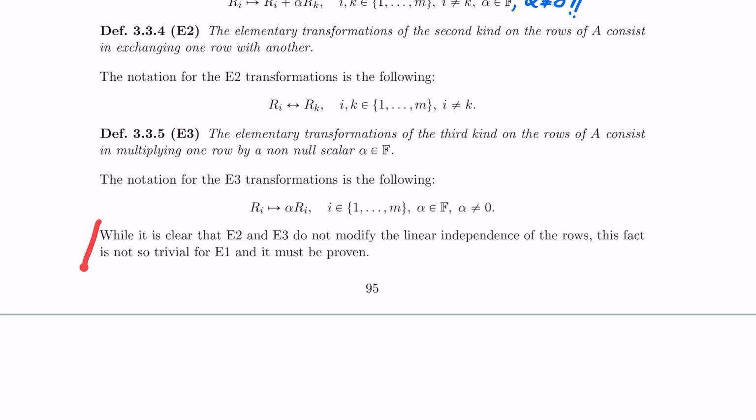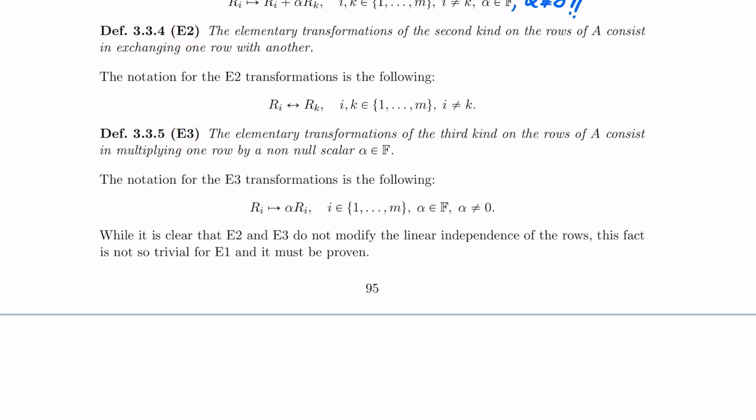Now recall that the rank of a matrix is exactly the number of linearly independent rows, which agrees with the number of linearly independent columns. So exchanging two rows or multiplying one row by a non-null coefficient doesn't change the relation of linear independence. So the rank of a matrix is totally unaffected by the transformations E2 and E3.